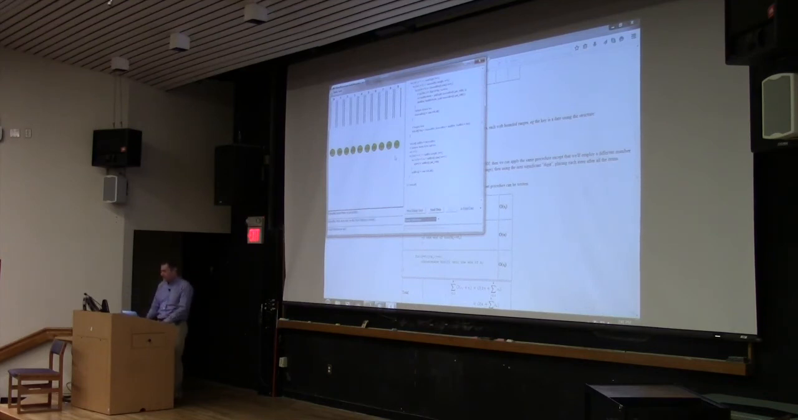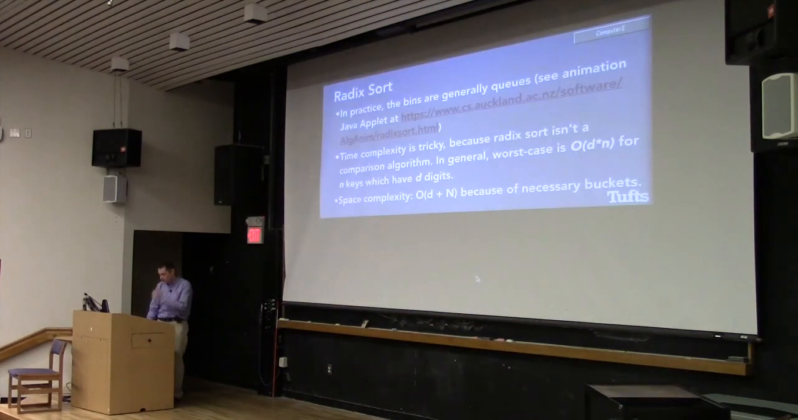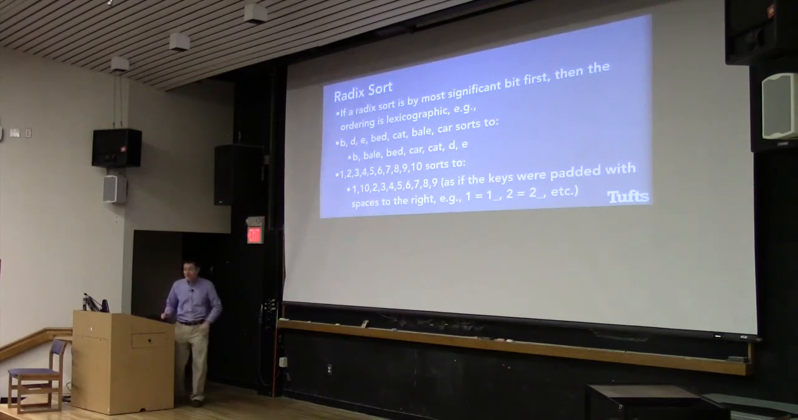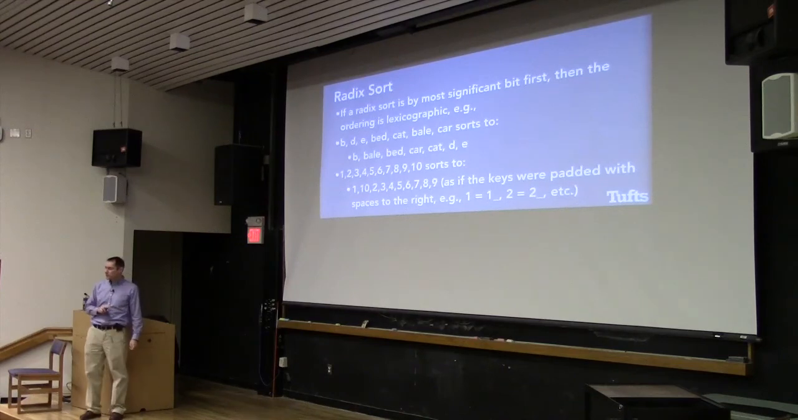OK. All right. So let me go back to here. And there we go. OK. So you've got the space complexity like that. Here's the question about if you do it with the most significant digit first, right? You end up with what's called a lexicographic sort. Take a look at this. B, D, E, bed, cat, bale, car, car. That becomes B, bale, bed, car, cat, D, and E, which is what you would expect, I would hope, right? But what if this was a single-digit number, and you were doing this kind of sort like this? Wouldn't that be like, well, OK, bad example.